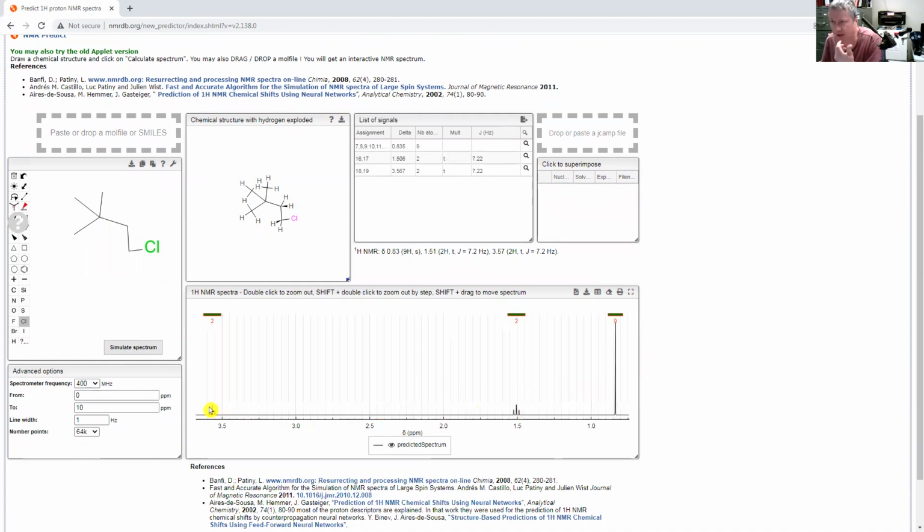It's nice that we can draw structures and get a predicted spectrum. Oh, and here's a nice thing. If I move the mouse over the left CH2, you see how it highlights it? You're like, oh, that's the CH2 with the chlorine on it. Let's move the mouse over here. Oh, it's the other CH2. What about this singlet? Oh, it's the 3 methyl groups, right? So it's a pretty cool utility, and it's totally free.